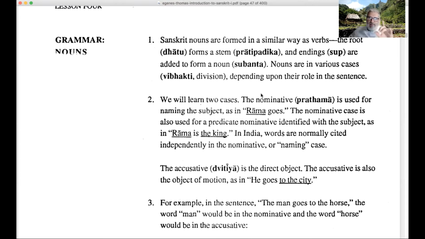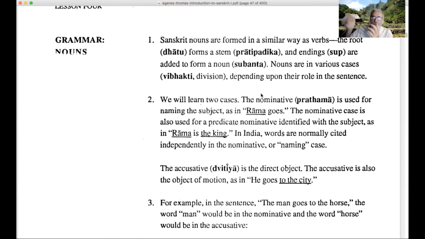Nouns are of various cases. What is a noun? What is a case? A case is a particular ending that you add to a noun. Just like we had with verbs, we had person, we had number, and now we're introducing case. With verbs, we had first person, second person, third person, singular, dual, and plural. And then we had different tenses, but we've only learned one tense, the present tense, so far.